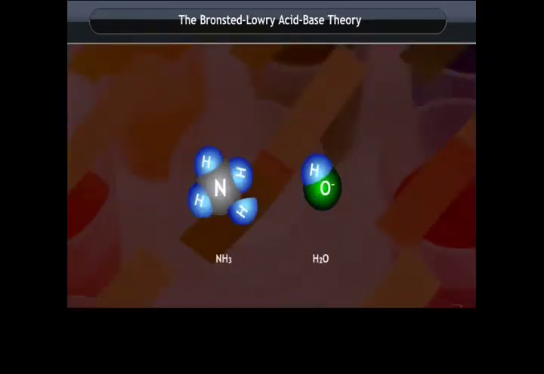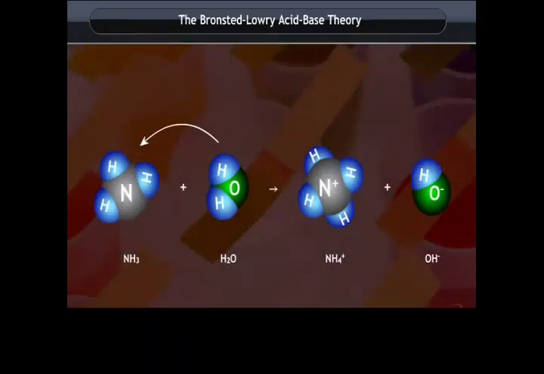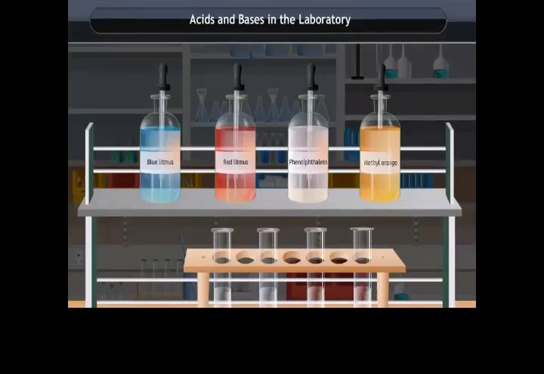An ammonia molecule accepts a proton from a water molecule. NH3 plus H2O gives NH4+ plus OH-. NH3 acts as a Bronsted-Lowry base. Acids and bases in the laboratory. Let us understand it with the help of an activity.